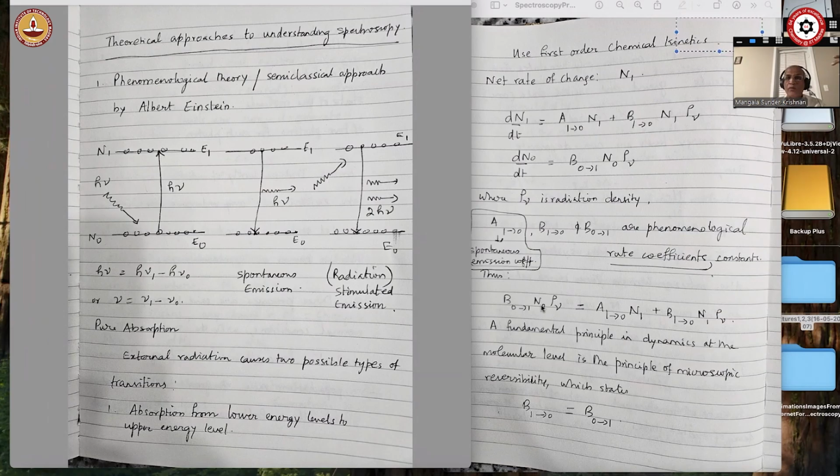Now, you also know N0 and N1 satisfy the Boltzmann distribution, thermal equilibrium. Another important thing is that this process of N0 to N1 through radiation, and this process of N1 to N0 through radiation, are two microscopically reversible processes. They are the opposite of each other. And there is a principle in chemical dynamics at the molecular level.